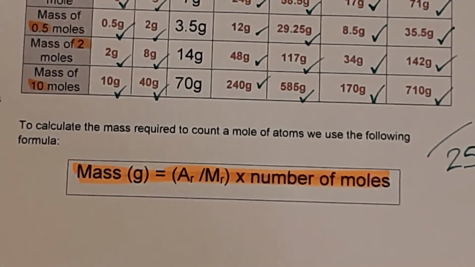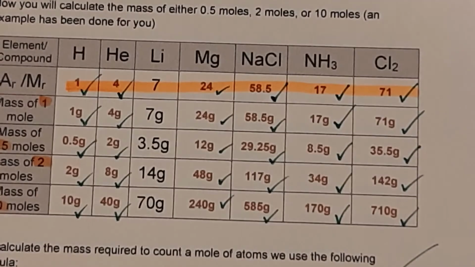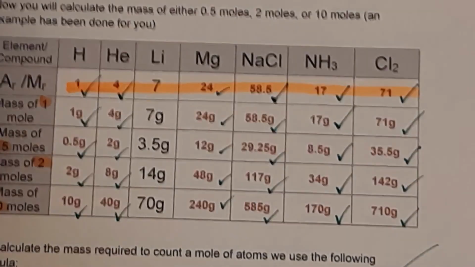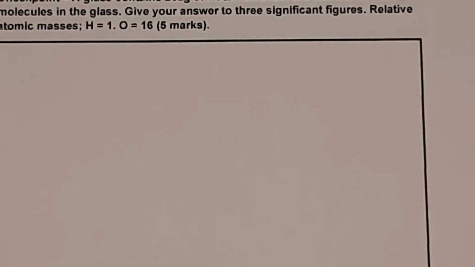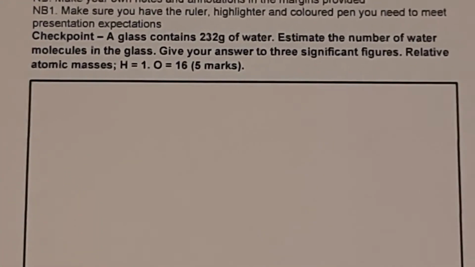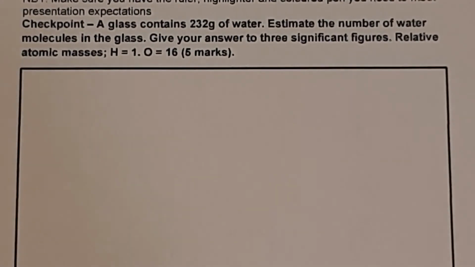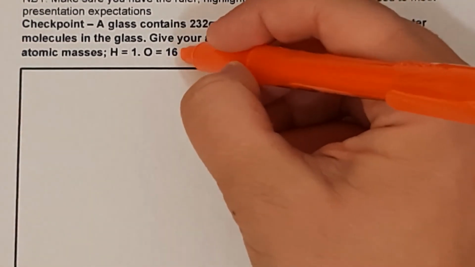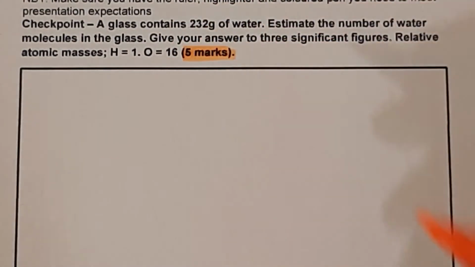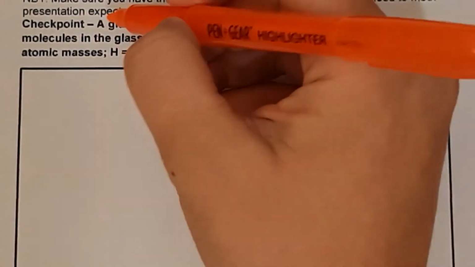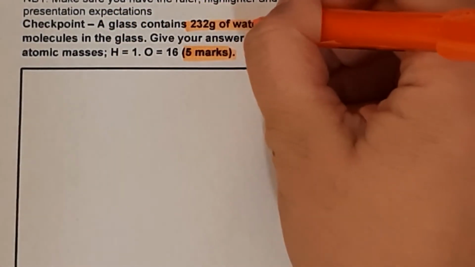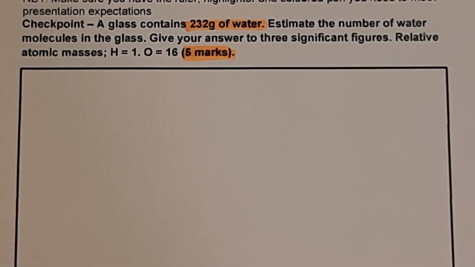So lastly, before we do our knowledge check, we're going to move on to page 10 with a checkpoint question. Now, this is a tricky question. It is worth 5 marks. Okay, and I want you to feel free to look back through the booklet and follow the steps that we have done. A glass contains 232 grams of water. Okay, remember the chemical formula for water. Estimate the number of water molecules in the glass.